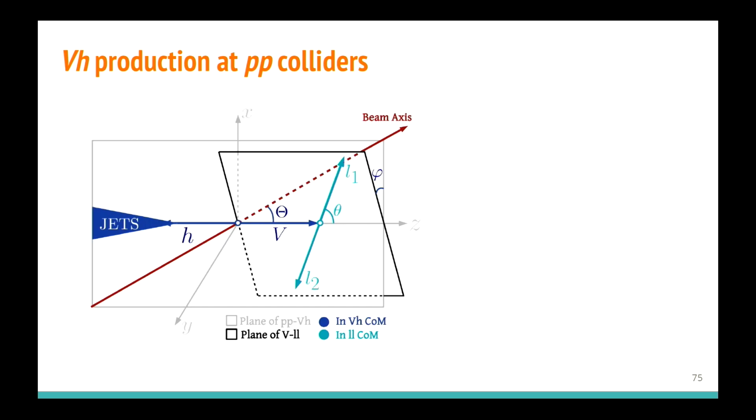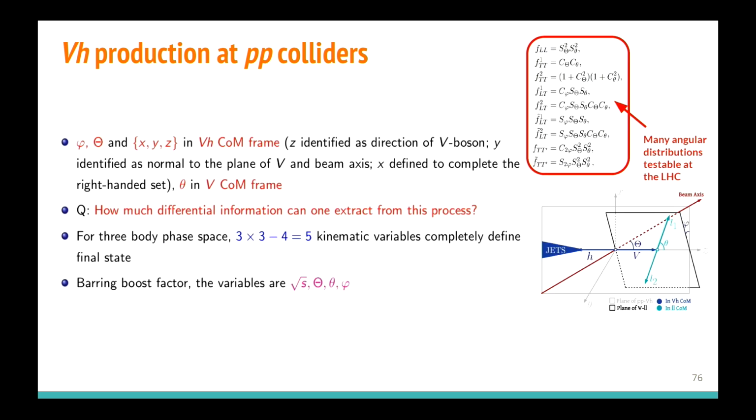So we will be able to, because there are several angles at play. See here, there is this theta, which is the 2-to-2 scattering angle, there's a decay angle theta, and there's an angle phi between the two planes. So we are able to break down this entire analysis into these many angular distributions, which will be testable at the LHC.